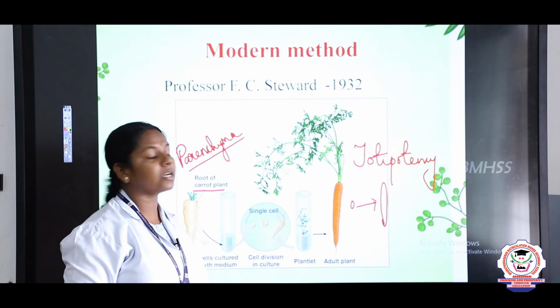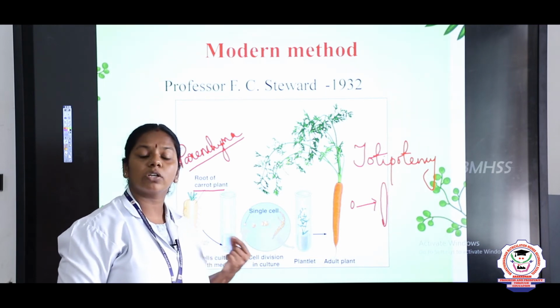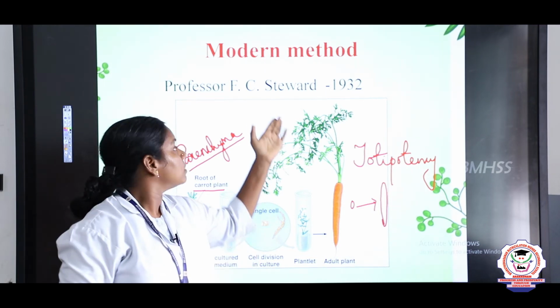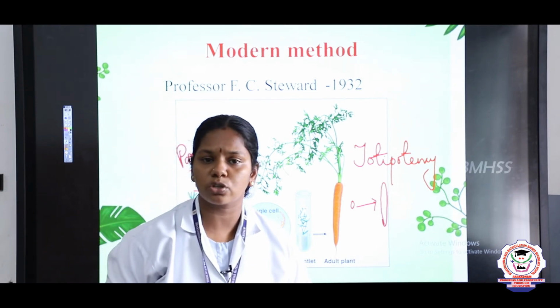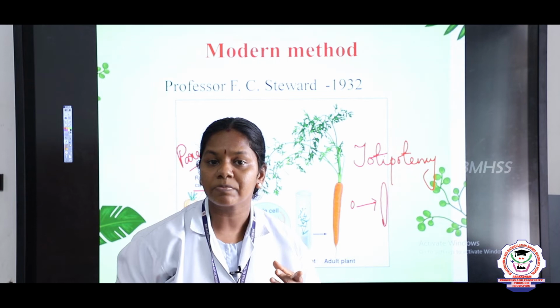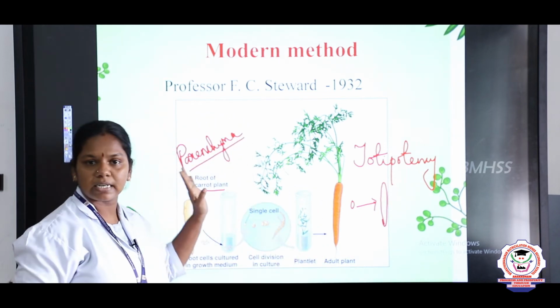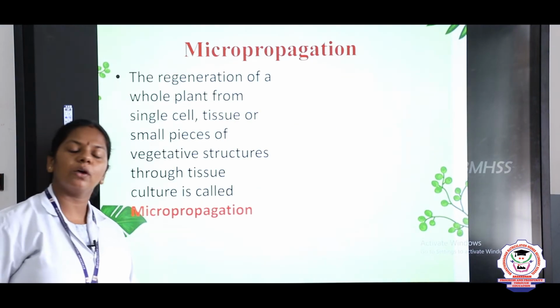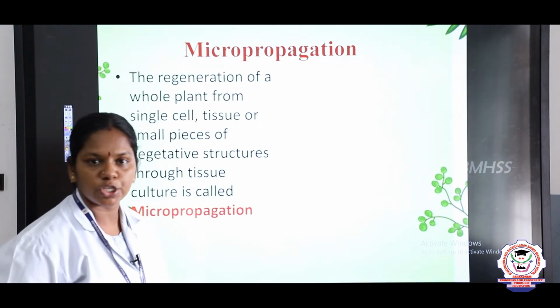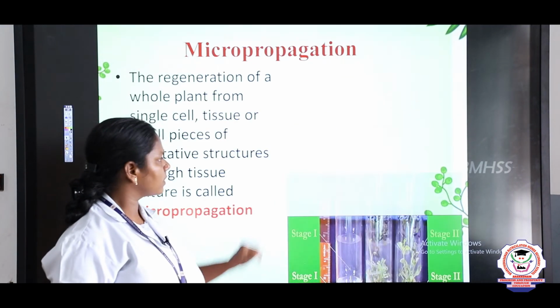It's an important question, children. And what did Professor Stewart derive from the carrot plant? It is also an important question. What did he take? Parenchyma cells, right? And next, okay children, now we are going to see what is tissue culture.